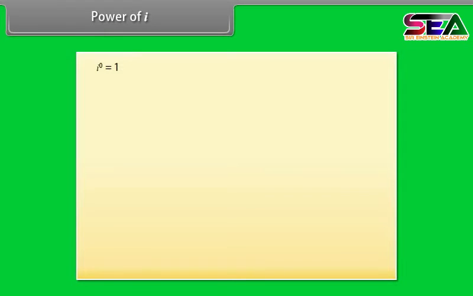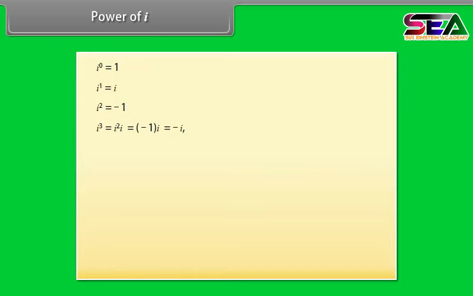Power of i. Let's now learn about the powers of iota. i raised to power 0 is equal to 1. i raised to power 1 is equal to i. i raised to power 2 is equal to minus 1. Iota raised to the power 3 can also be written as iota square into iota. We know iota square is minus 1.